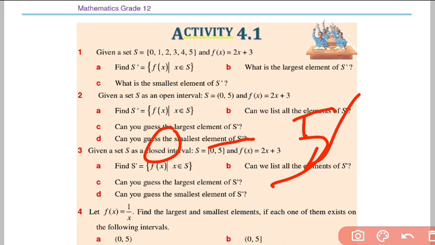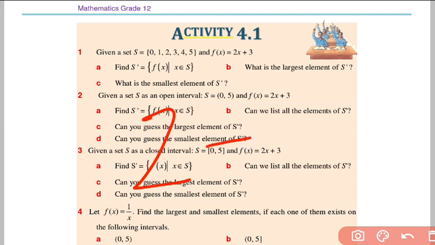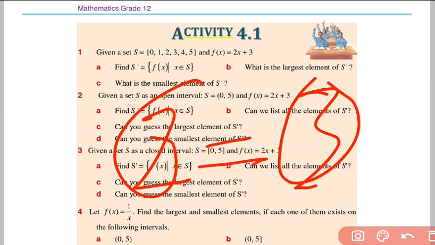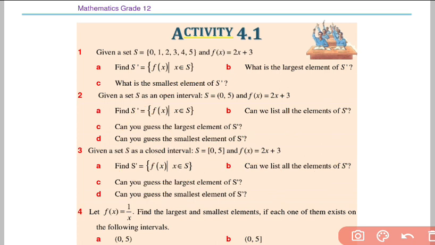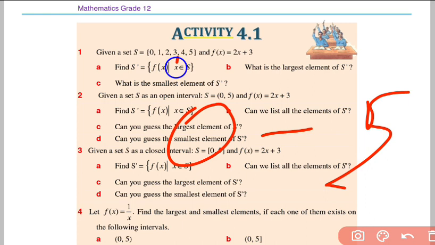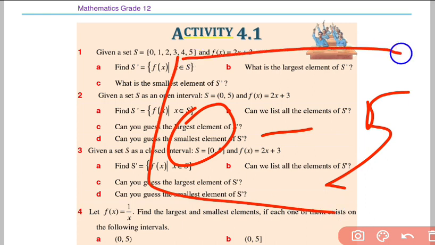Up to 3, including one. How about this, 0 up to 5? This is also the largest one.